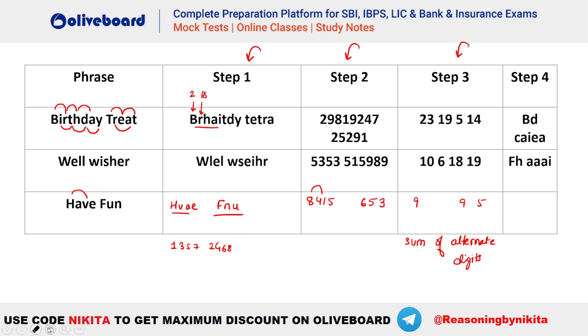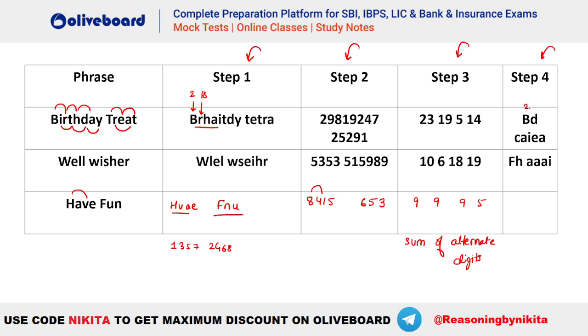What will we get here? 9, 9, 9 and 5. So 4 digits in here. So now what about step number 4 here? What is happening in step number 4? You can see this is what? BD. How did we arrive at BD here and CAIIB?